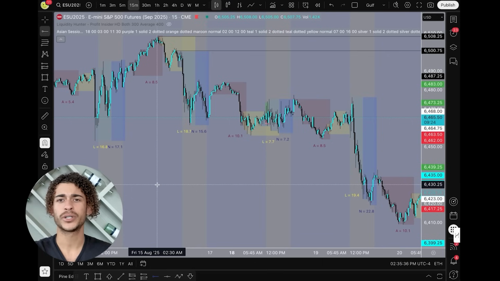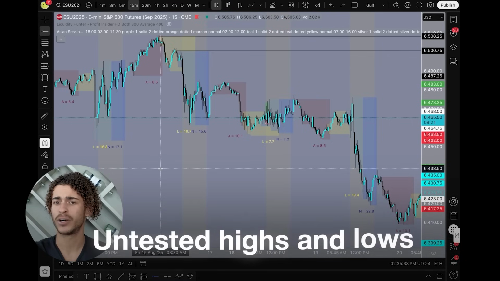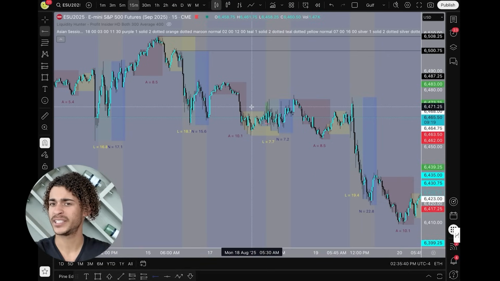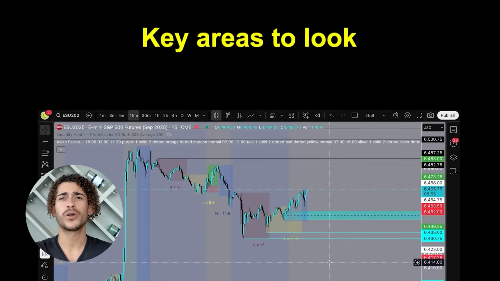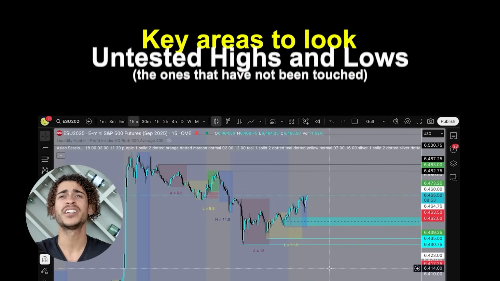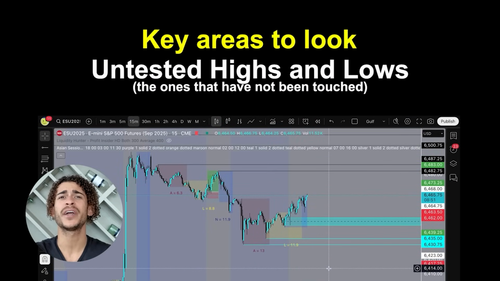The levels that I like to focus on are untested highs and lows. As you guys can see, if a level has been tested, I take it away. The key areas that we are going to look at are going to be untested highs and lows, meaning highs and lows that have not yet been touched.